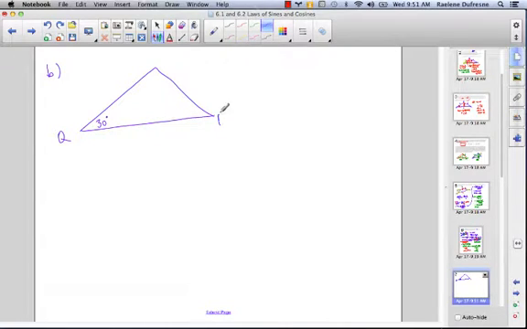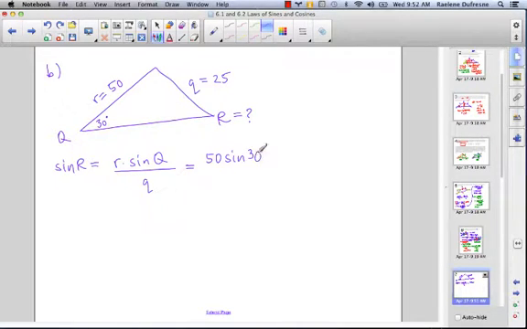So I have angle r here, which is unknown. I have length q, which is still 25, and I have length r, which is now 50. So in this case, we start off again with the sine law, and we will interpret the equation graphically. So we will have that the sine of r is equal to length r times the sine of q divided by length q, which is 50 times the sine of 30 degrees divided by the length of q of 25, and that's going to give me 50 times 1/2 divided by 25, which is 25 over 25, or 1.